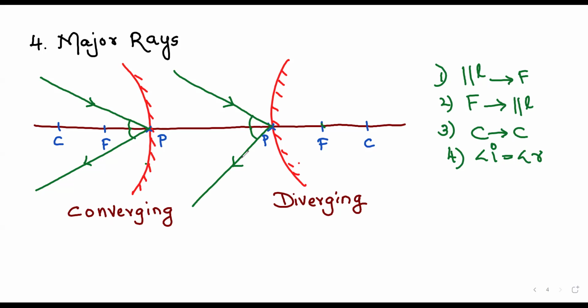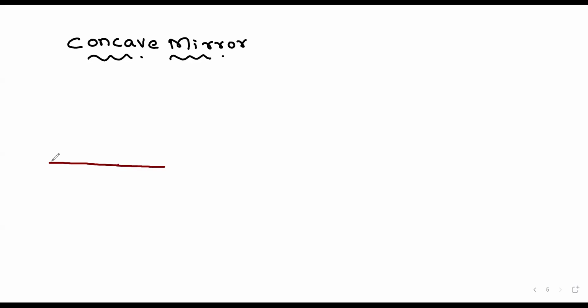Now with these four rays, we are going to draw the image formation. The first one is for the concave mirror. What is a concave mirror, children? The reflecting part is curved inward. So I draw the principal axis. This is my concave mirror. I draw the opaque part. Now I will mark all the parts of the mirror which we have learned.